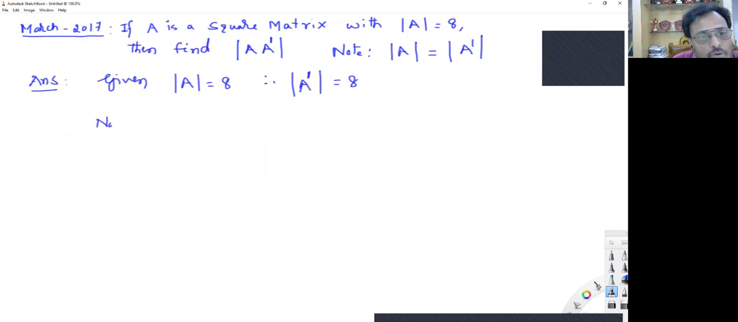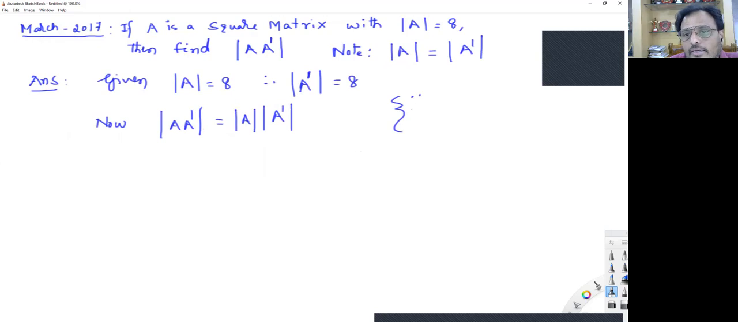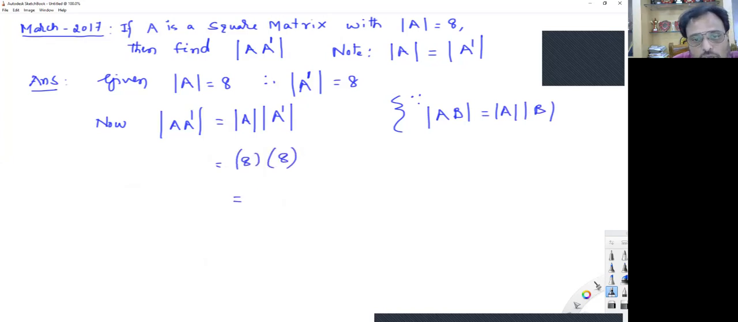Now we have to find determinant of A into A transpose. That is equal to determinant of A into determinant of A dash. I think in lecture 2, somewhere I've given you the idea: the determinant of a product of two matrices is equal to determinant of A into determinant of B. Here determinant of A is 8 and determinant of A dash is also 8. Therefore, the determinant of A into A dash is equal to 64. So this is March 2017.